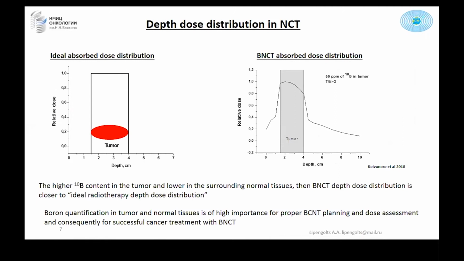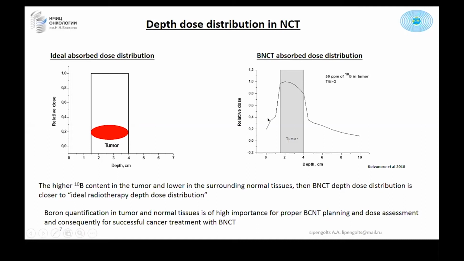And again, let's compare depth dose profiles. On the right, you can see data by Finnish researchers, but for a much larger concentration of boron, that is 50 ppm. That is quite a usual concentration for brain tumors, for example. Calculated with the assumption that the tumor to normal ratio is 3. That is, the concentration in tumor is 3 times larger than in surrounding normal tissues.